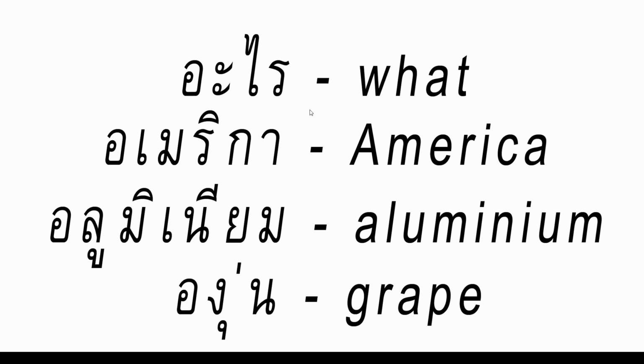However, there are other words that begin with a short sound that don't follow that system. Instead of having the short vowel and the silent consonant, they just have the silent consonant. And I'm not really sure why this is, because it doesn't make a lot of sense. So for words like America, aluminium, Angon, which is the word for grape, it just has that or-ang consonant and not the or-ang and the sara-a.